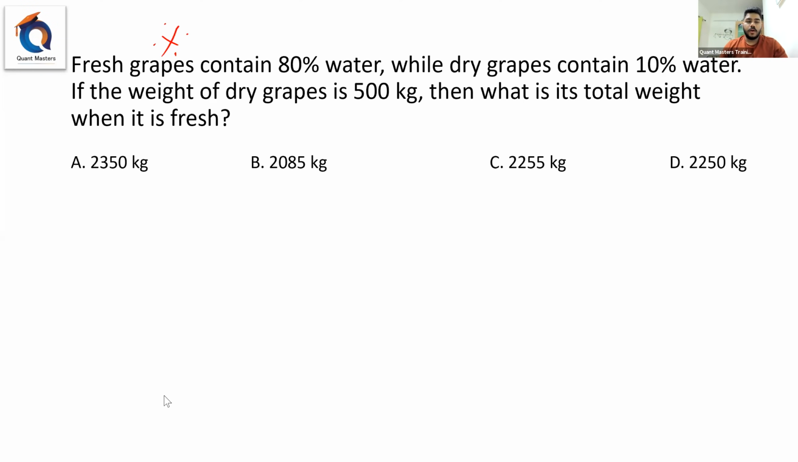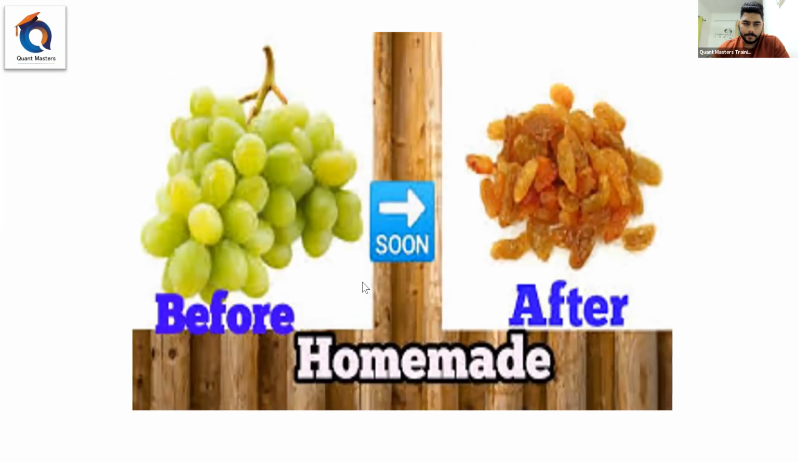Okay. Now, fresh grapes, I'll just show you a diagram. So people, whatever you have here, these are fresh grapes. And whatever you have here are the dry grapes. The only difference, see, this is the concept. The only difference between fresh grape and dry grape is what, sir?